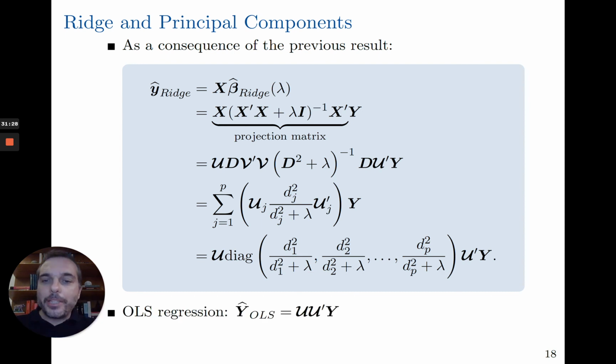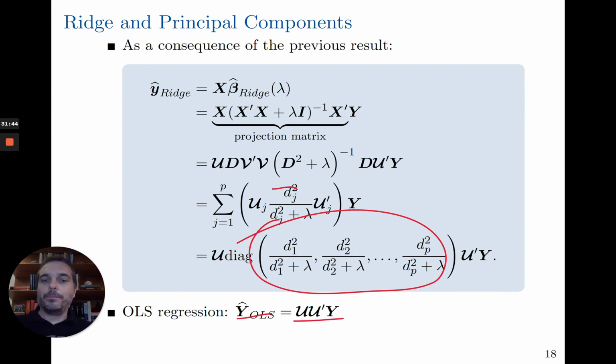Just for comparison, the OLS has no lambda. Lambda is 0, so this whole term becomes equal to an identity. So the OLS prediction is just U U prime y, whenever it's possible to run OLS.